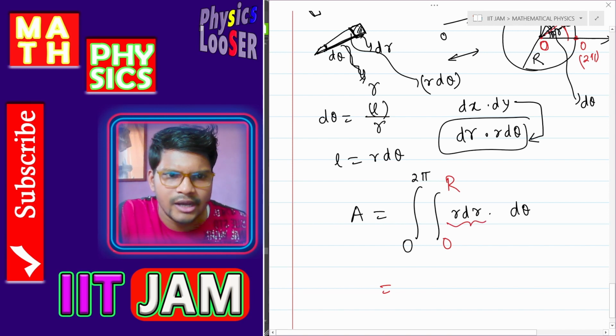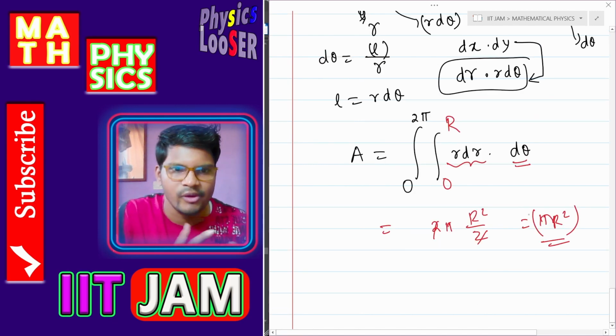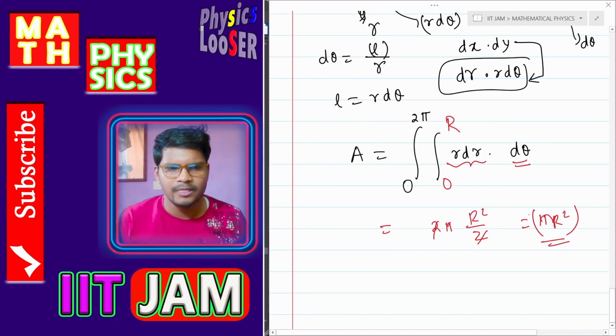So I know that the integral of r dr would be r square by 2, therefore this would become r square by 2, and the theta will become 2 pi, so this is 2 pi. So this is how we get pi r square. So the area of a disk is pi r square. So this is the way we can find out the area of our disk.